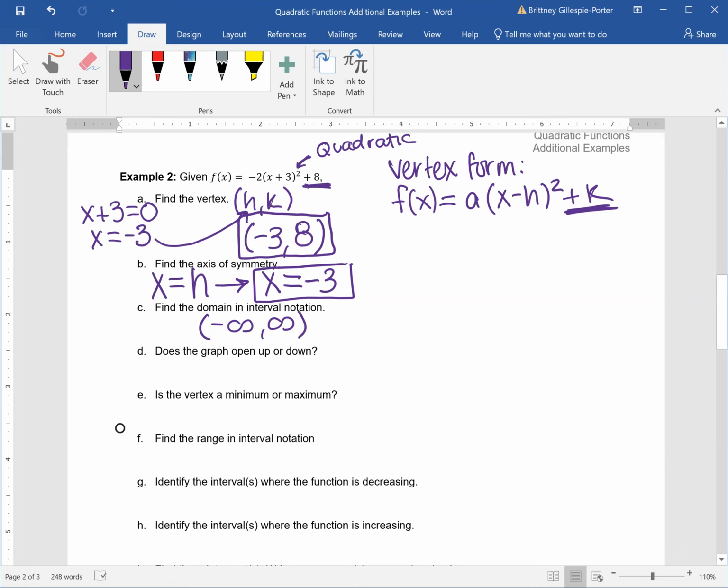The graph opening up or down all depends upon a, our leading coefficient. So a in this case is negative 2, which we just said is negative. And if it is negative, we open down, like a frown. When you're negative, you're frowning. The corners of your mouth go down.